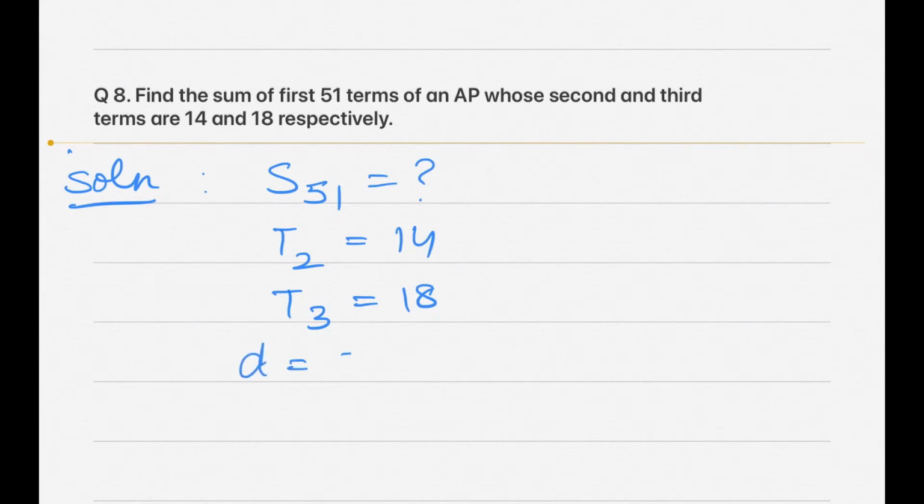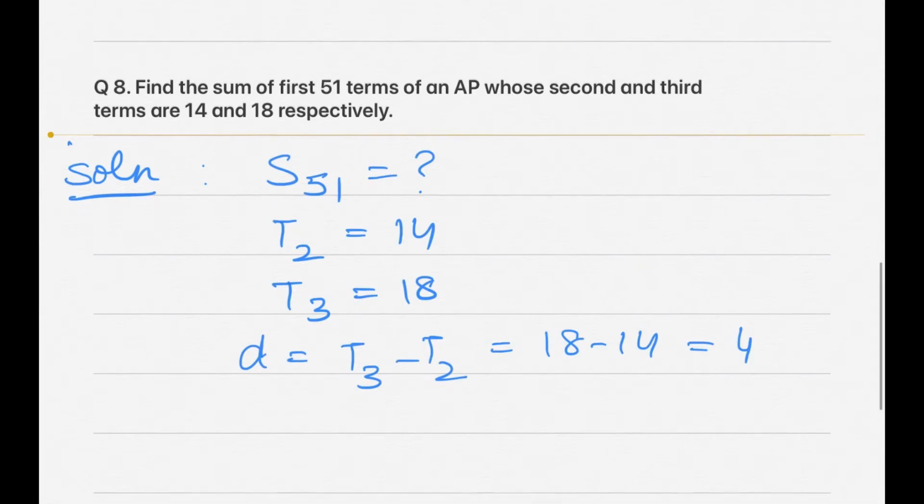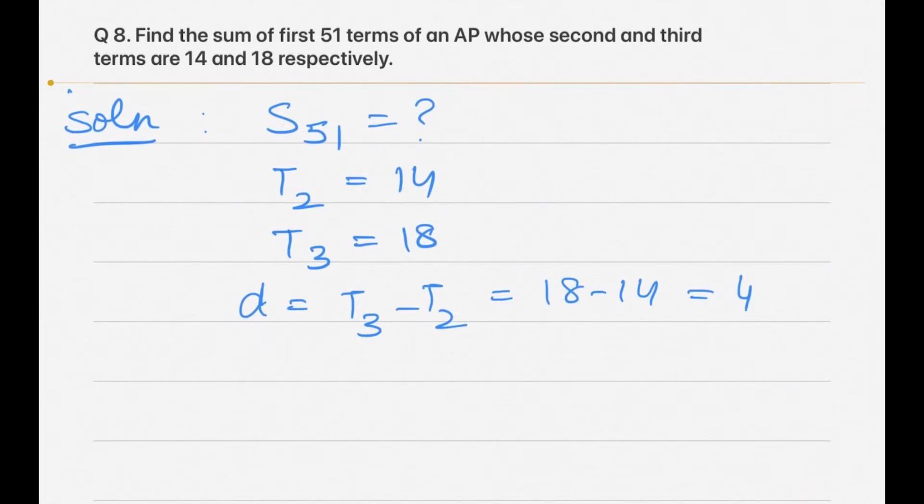Two terms are given, and they have told us it is an AP already, so I can find out D as T3 minus T2. So this will give me 18 minus 14. So D I get as 4. If I subtract D from the second term, I will get my first term. So A will be equal to second term minus D, so 14 minus 4, which is 10. So I have got my D and I have got my A.